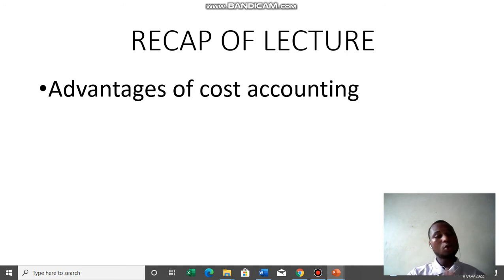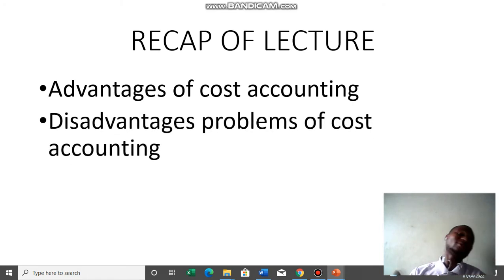We also said that it is not only the benefits that cost accounting provides to organizations. There are also some disadvantages or problems of cost accounting. What are some of them? One, it is an expensive system to install in an organization. If you want to put it in place, you need to get staff. That means a higher wage bill. You need to pay them. You need to get a space for them to operate. That means extra cost. So a cost accounting system is actually expensive.